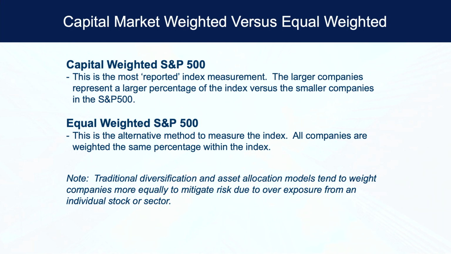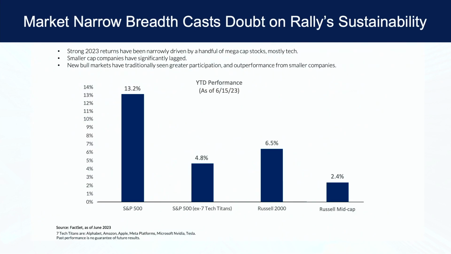And it is good to note that, from a traditional diversification and asset allocation model, when you're looking at how the average person invests, they tend to weight companies more equally to mitigate the risk due to overexposure from individual stocks or sectors. And when you think about the capital weighted S&P 500, it is overweighted by the tech companies. And I'll show you what I mean by that.